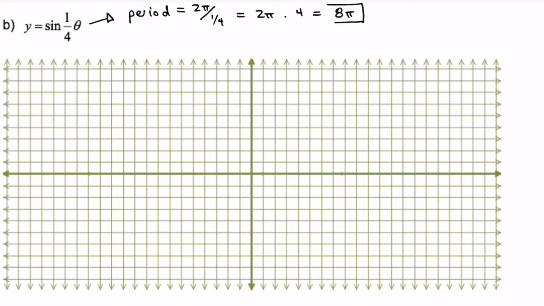So this is a really big period. So far, our periods have never been bigger than 2 pi. This is huge. It's 8 pi.